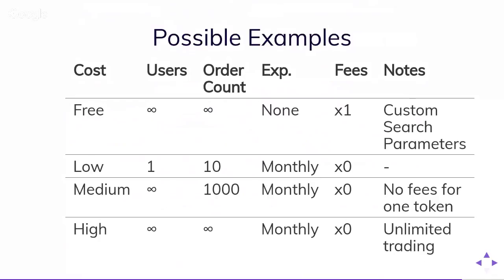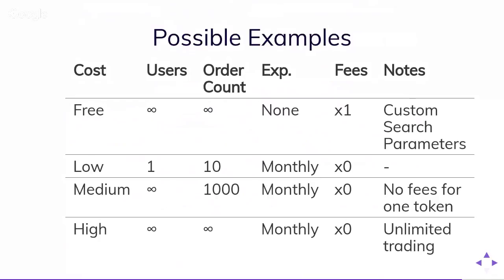For a relatively low cost, we might say that one user could upload up to 10 orders at a time to a pool that would expire at the end of the month unless they renew, where they would have to pay no fees. So this is basically allowing people who do a small volume of trading to be able to submit their fees up front with relatively low cost.